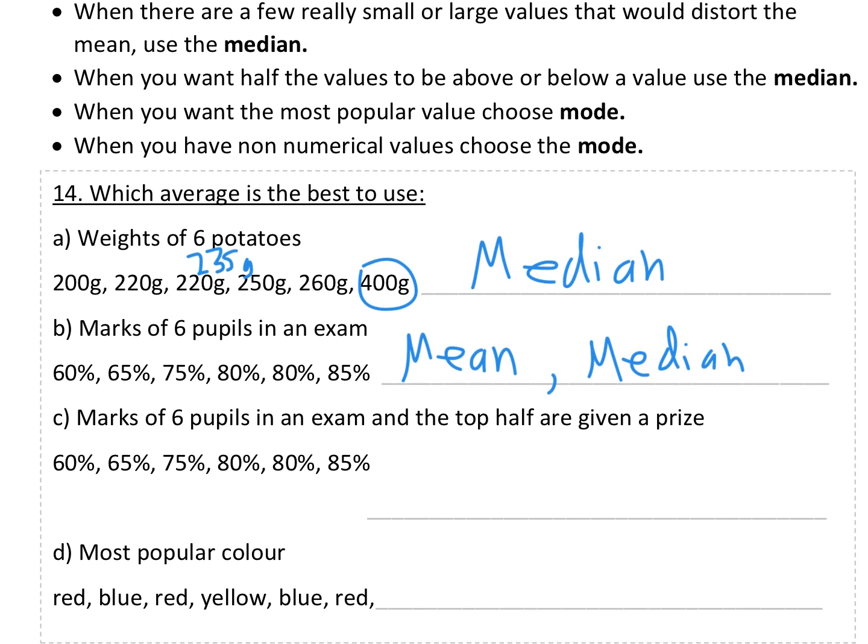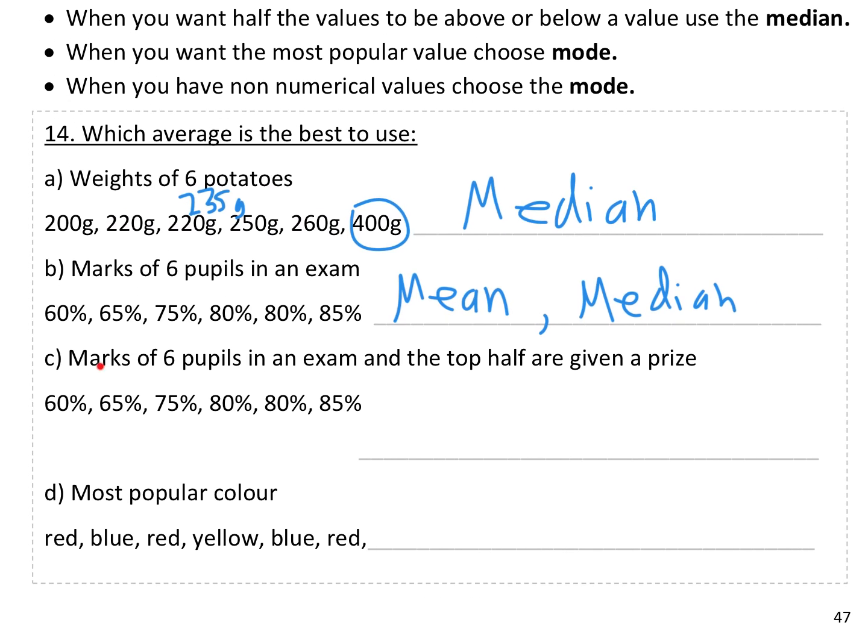Part C. Marks of 6 pupils in an exam, and the top half are given a prize. Okay. If you work out the mean, I said the mean was around 74. If you got above the mean, that doesn't mean you're in the top half. Okay, if you get 75, you're actually not in the top half, even though you're above the mean, if the mean's 74. So the mean doesn't tell you exactly where halfway is.